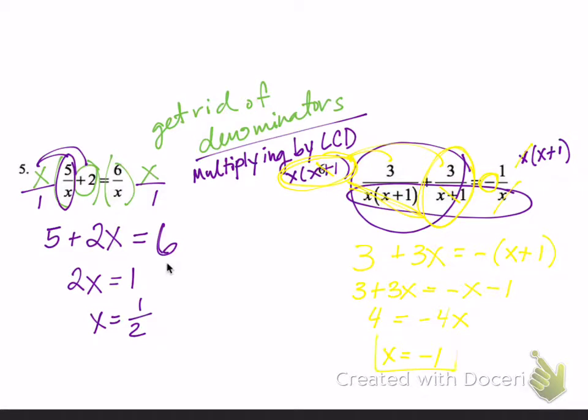Now I need to check and see if it is extraneous. So if I plug in -1 into my denominator, this right here, x plus 1, if I were to plug in a -1, it would equal 0. So -1 plus 1 equals 0. So then it would be an extraneous solution.